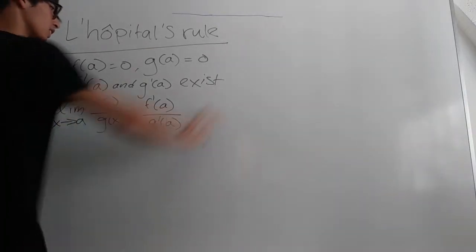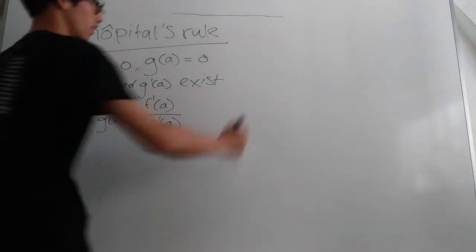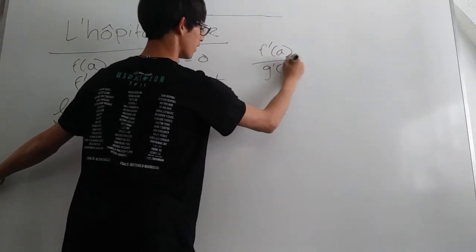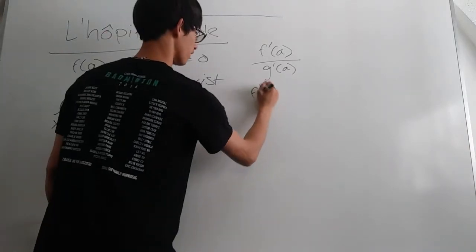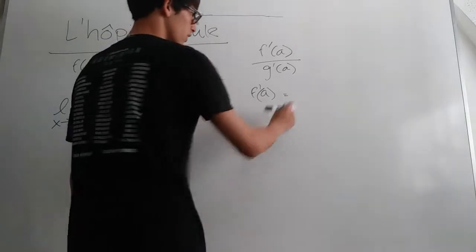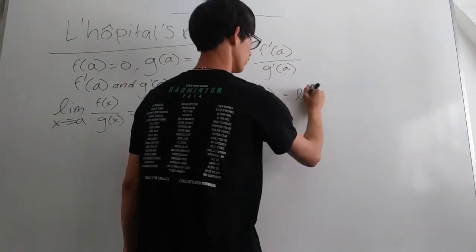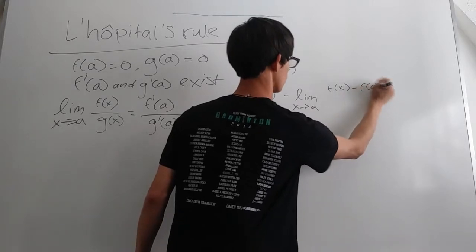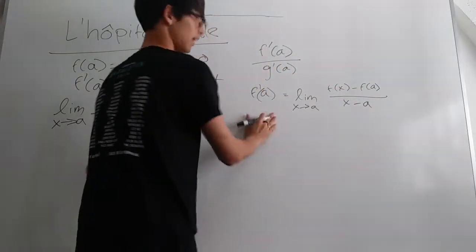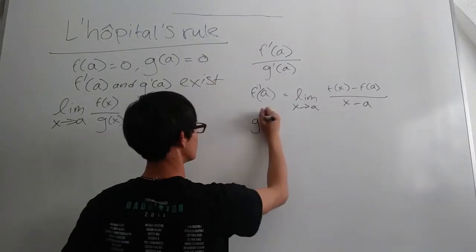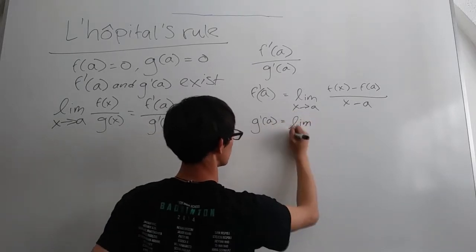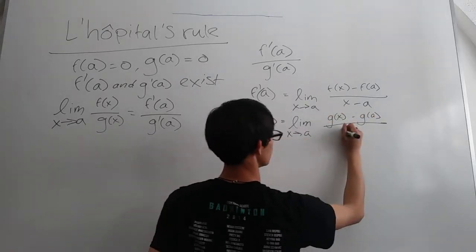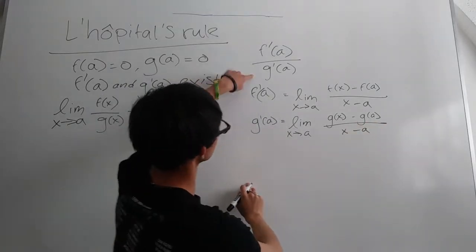That's L'Hopital's rule. To start off, if we know this, let's start off with the f'(a) over g'(a) side. So we know that f'(a), if we use the definition of the derivative, is the limit as x approaches a of (f(x) minus f(a)) over (x minus a). g'(a) is the limit as x approaches a of (g(x) minus g(a)) over (x minus a).